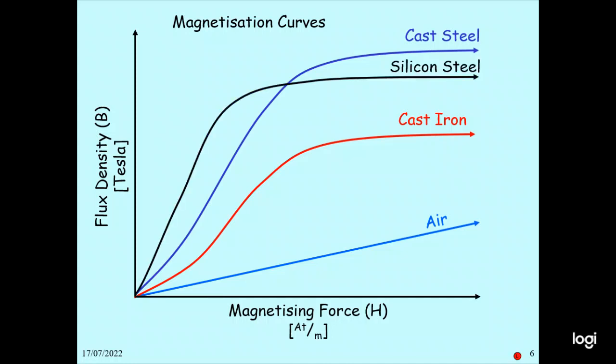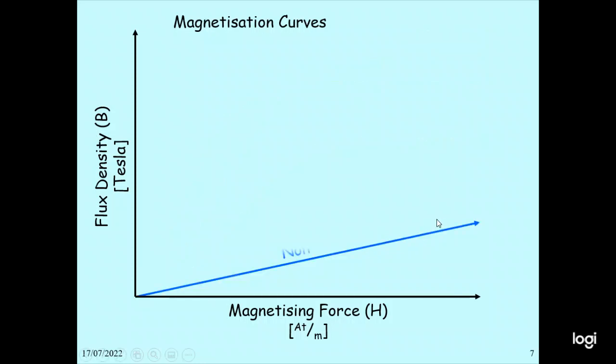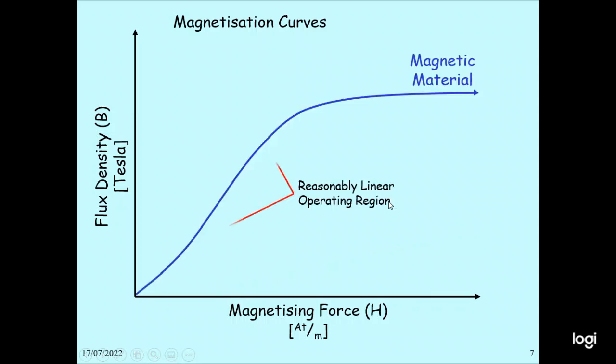These are the curves showing the relationship between the magnetizing force and the flux density for cast steel, silicon core, cast iron, and air. In this case, for non-magnetic material, the magnetizing force and the flux density are directly proportional. But for magnetic material, the relationship is not linear; a curve will happen.